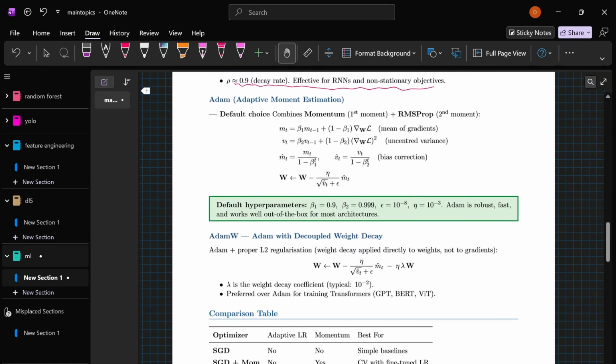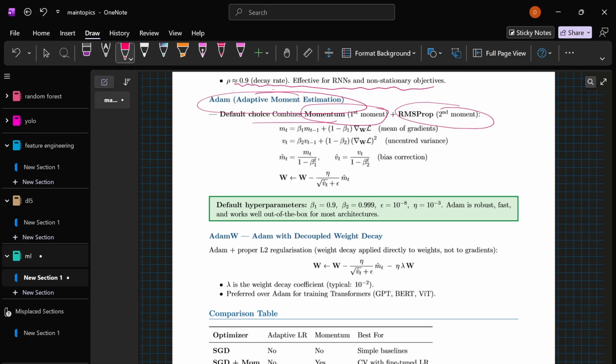Now the big one is Adam, adaptive moment estimation. This is the default choice for most deep learning tasks and for good reason. Adam combines the best of both worlds, momentum and RMSProp. It tracks two things.